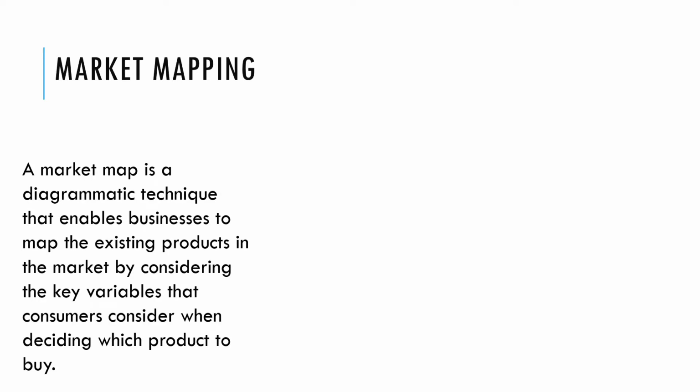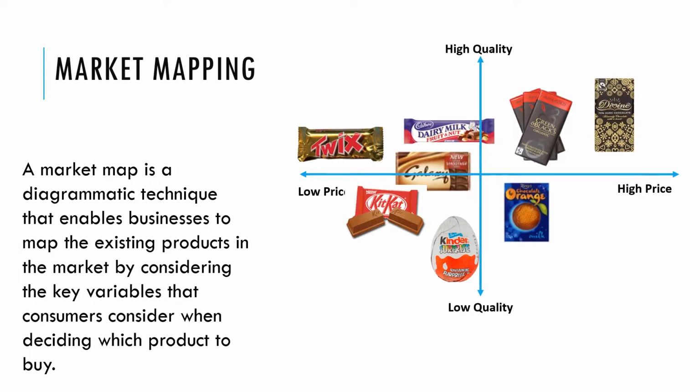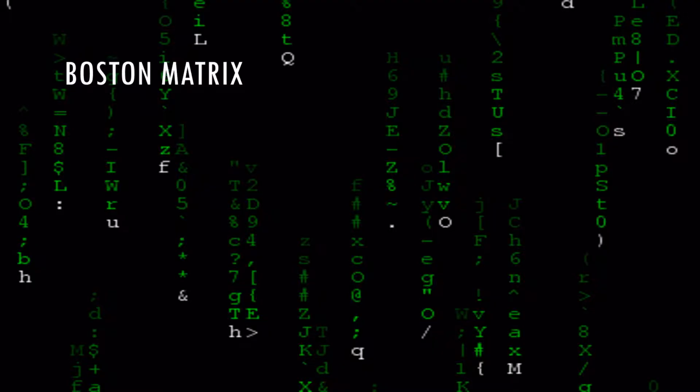Another way of looking at the product portfolio is to consider market mapping. And this is a diagrammatic technique that enables businesses to look at the existing products in the market by considering two variables such as quality and price, and then try and identify where there may be a gap in the market where their product might be. Now this gap wouldn't be particularly sensible because it's low quality and high price, but perhaps there might be a gap here for a high quality product that's just below the price of a nearby rival. So we can use this concept to analyze our product portfolio within the market, but we can also use the Boston Matrix to analyze our range of products as well.